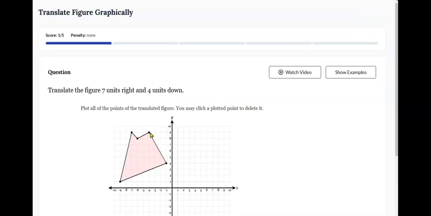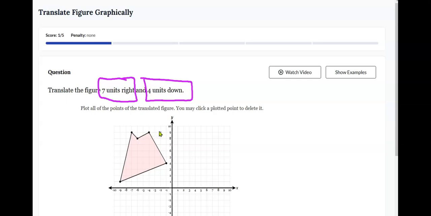From each corner, you will move the directions you are instructed to move: 7 units right, 4 units down. From each vertex, you should plot them in order, because it's going to connect the points that you plot.